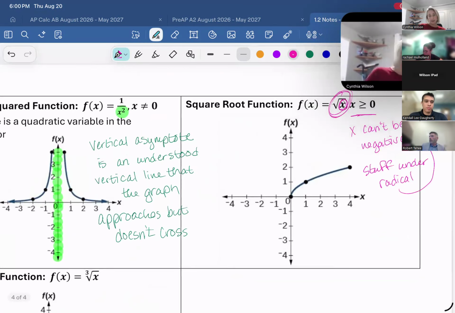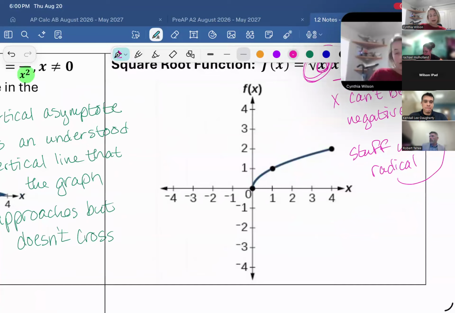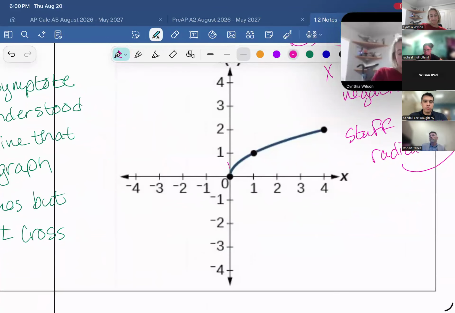The other key characteristic is that there's an endpoint. Other graphs keep going. That has a very clear endpoint, because if you go any further to the left, you get the imaginaries. We don't want the imaginaries.